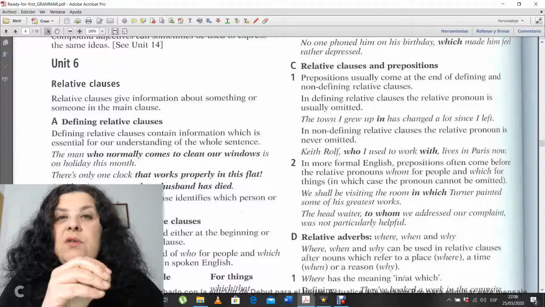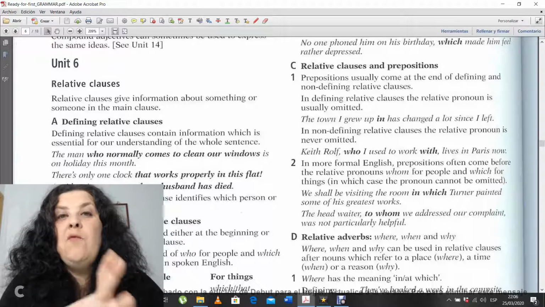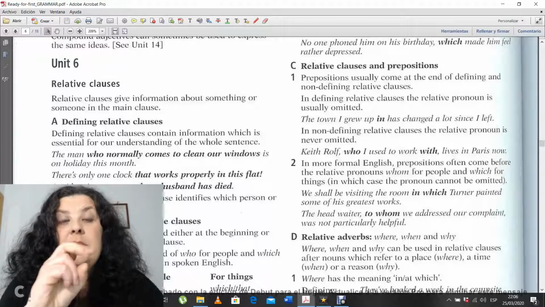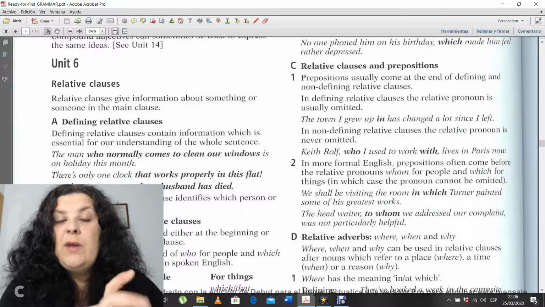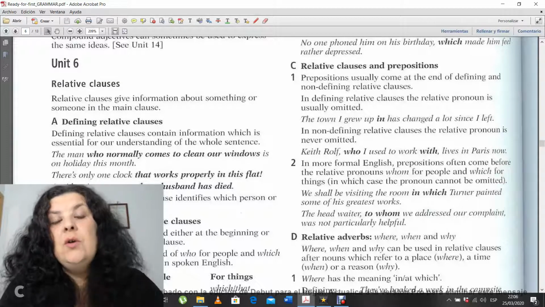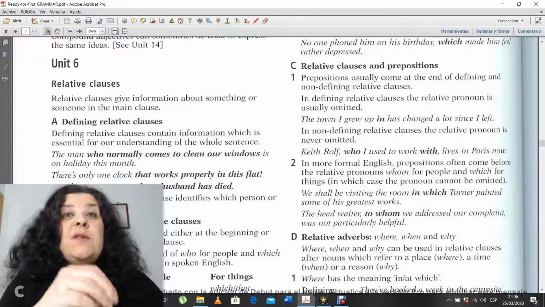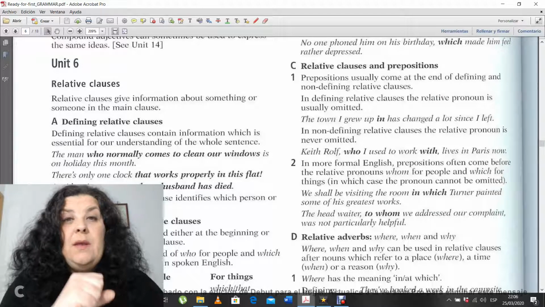So those are called defining relative clauses because they define the meaning of the main sentence. Those ones don't have commas. They don't go between commas, right? And in those ones you can substitute which and use that. And you can substitute who and use that too.